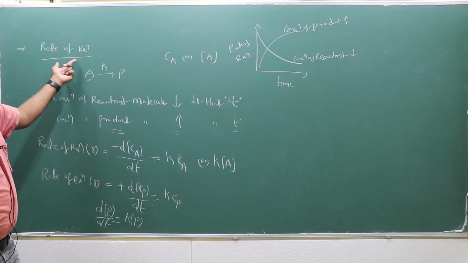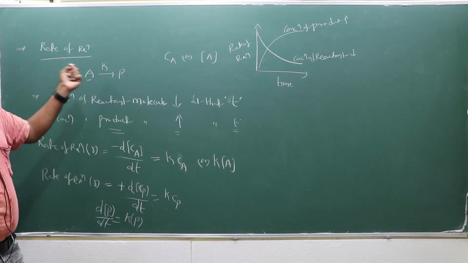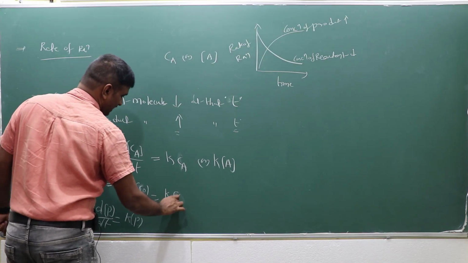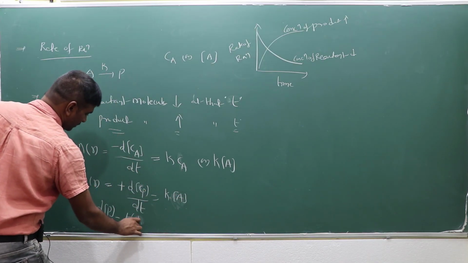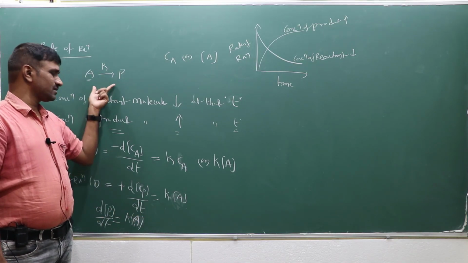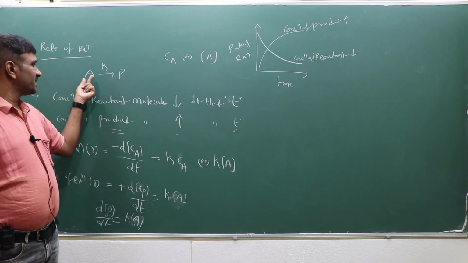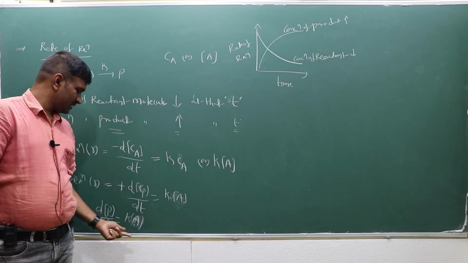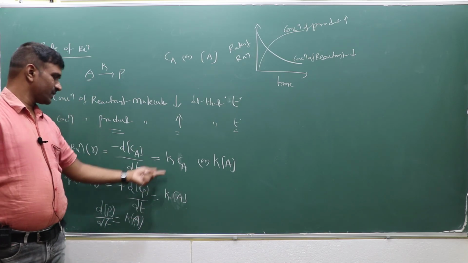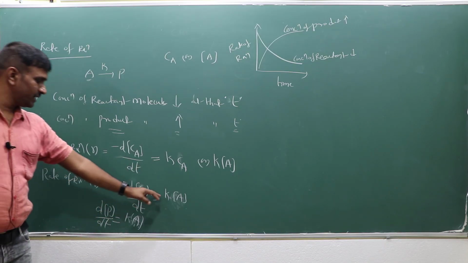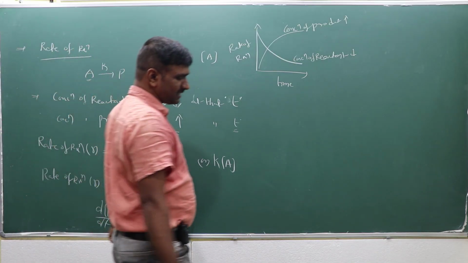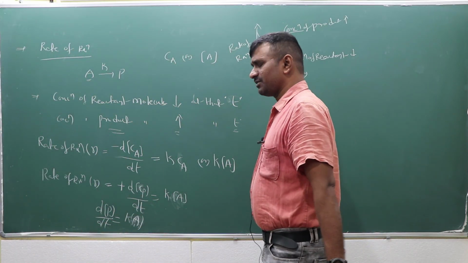So the rate of reaction may be expressed in terms of the product or in terms of the reactant molecule. But in this case, this is K into A. It depends upon the concentration of the reactant molecules only, according to the law of mass action. So it always depends upon the concentration of the reactant molecule, K into A, and dV by dt is also K into A. This is the generalized form of the rate of reaction.